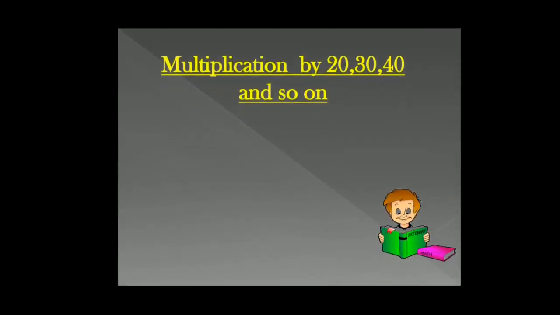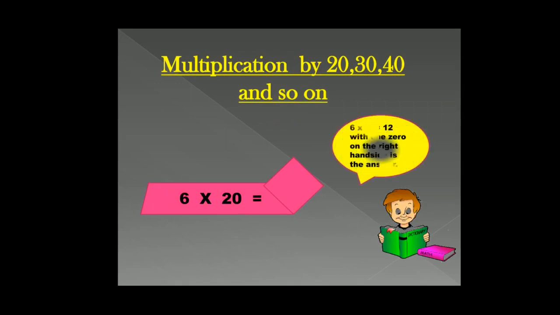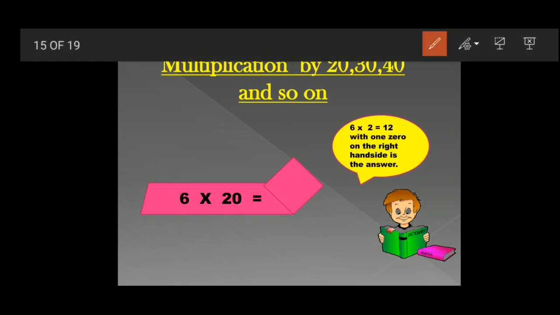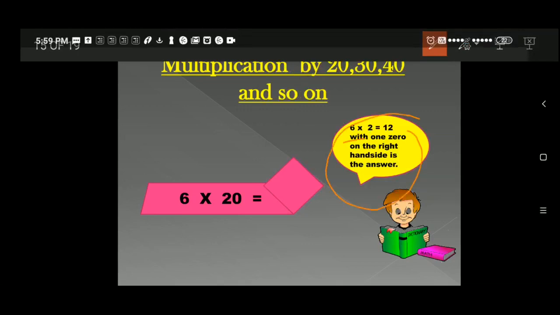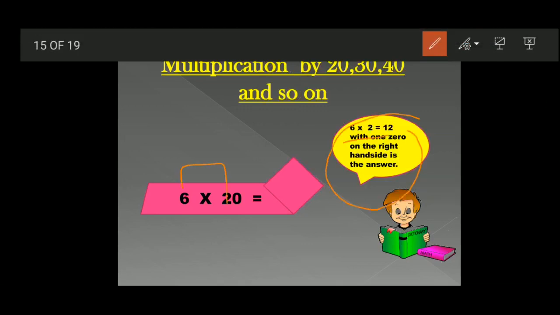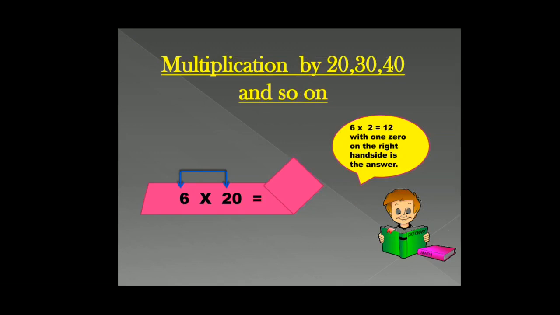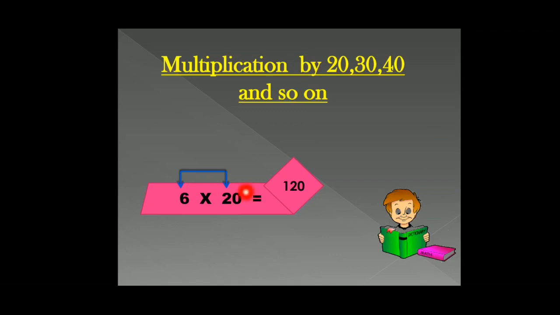Now we'll be learning multiplication by 20, 30, 40 and so on. So the first question you can see is 6 into 20. So what we are supposed to do is, we will be multiplying only 6 into 2, that is this. And when we multiply 6 into 2, we will get the answer as 12. So we will be writing 12, and with that 1 zero, because you can see in 20 there is 1 zero. So this 0 gets here. Let's see the other one.